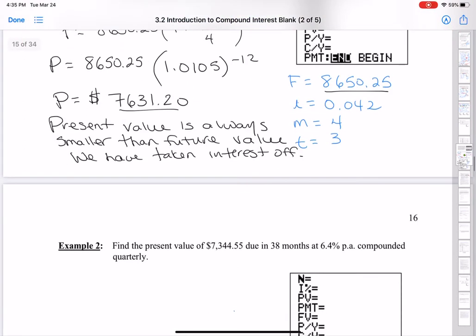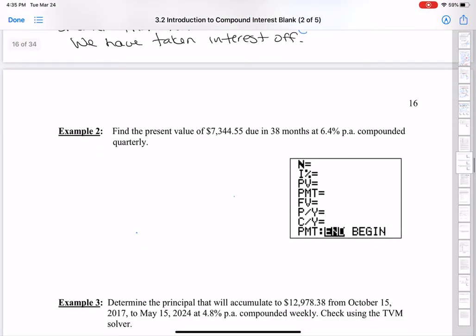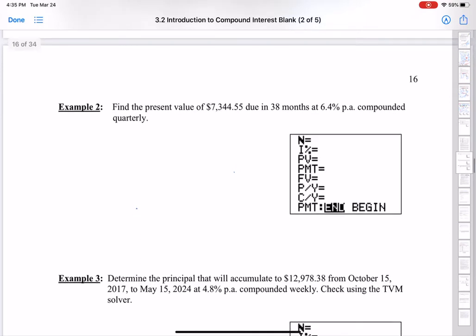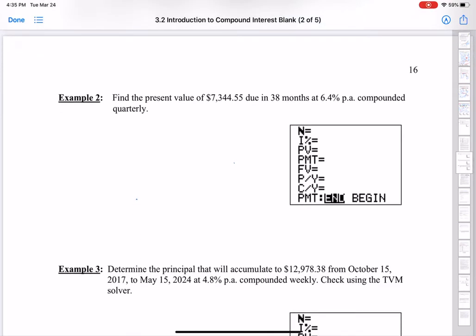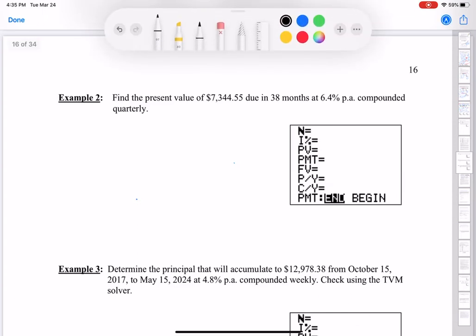All right, let's try another one. It says find the present value of $7,344.55 due in 38 months at 6.4% compounded quarterly. All right, so again, I see that I am looking for present value and that I am dealing with the compound interest formula because I see that keyword compounded.